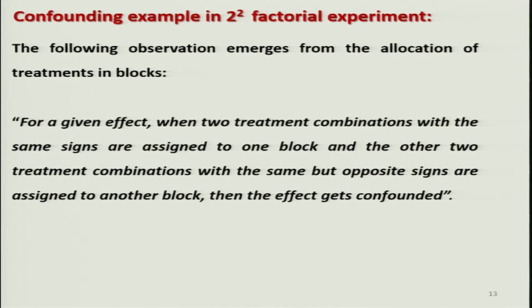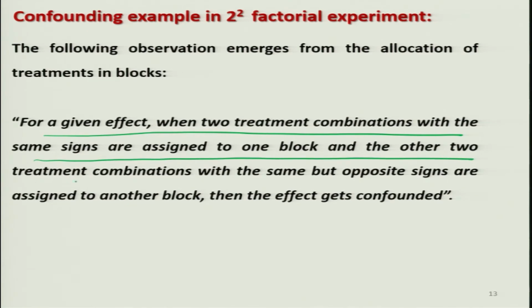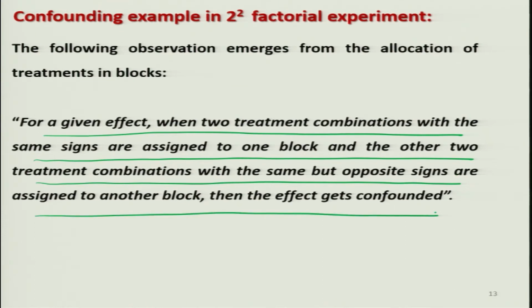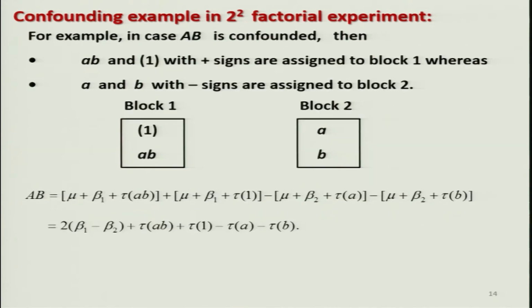So, out of this discussion we can observe that for a given effect, when two treatment combinations with the same signs are assigned to one block and the other two treatment combinations with the opposite signs are assigned to another block, then the effect gets confounded. Now, how did this come? Means how suddenly from this discussion did this observation crop up? Try to see what we are trying to do, and I will come back to the same statement. Now, try to see when you confound AB.